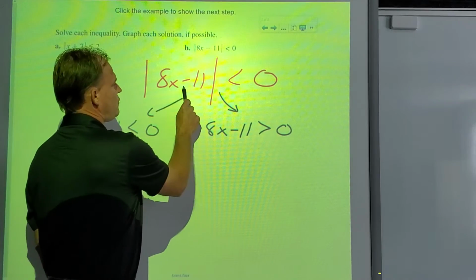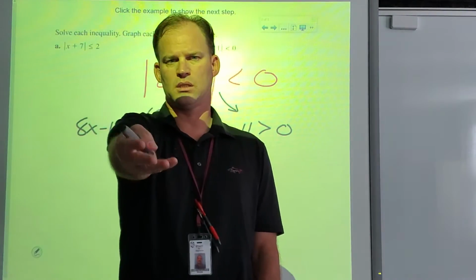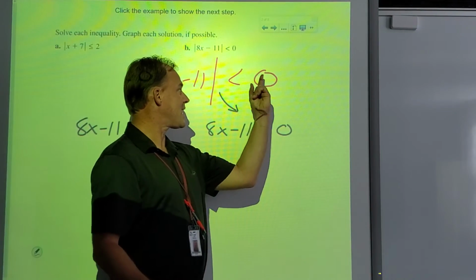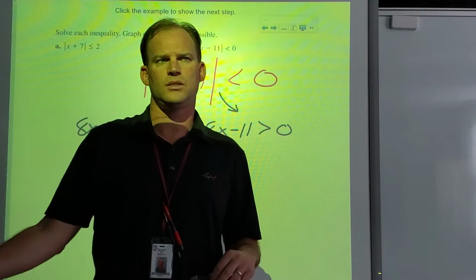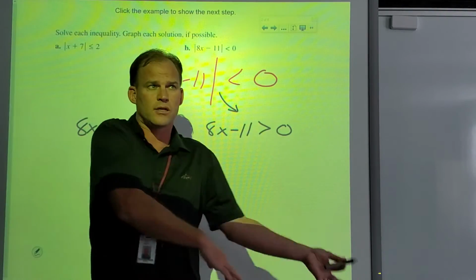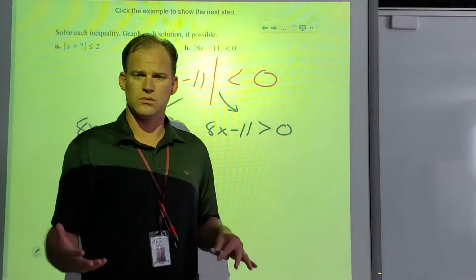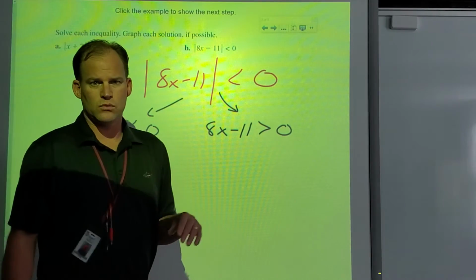Can an absolute value of anything... What is absolute value? Distance from zero. Can a distance be less than 0? Is it possible for a distance to be less than 0? Well, less than 0 is negative. I can't have a negative distance. It's not possible. So I don't need to work this out.